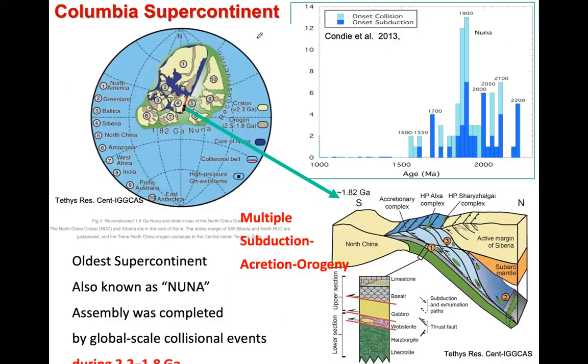Okay, so let me show you some constructed maps. We call these maps paleogeographic reconstructions. So this is the Colombia supercontinent. So actually at that time, Colombia was in existence at what time? During the period of 1.8 to 2.2 billion years, right? So you can remember our time scale. Maybe slight differences are there because various researchers have proposed different time scales.